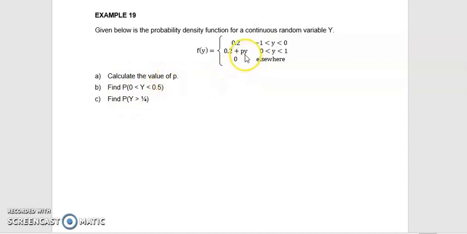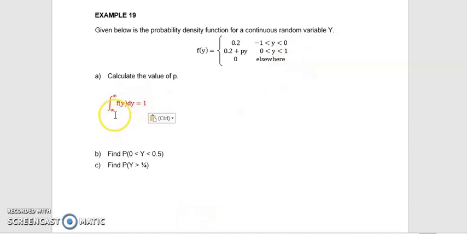So how do we calculate the value of p? Recall the properties of probability. We know that total probability should be equal to 1. Since y is a continuous random variable, how do we get the value of p? First we integrate 0.2 from -1 to 0, plus integrate 0.2 plus py from 0 to 1. Then the total should be equal to 1. So integrating f(y) dy from lower limit to upper limit should be equal to 1.